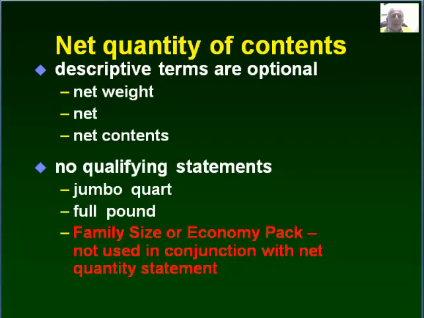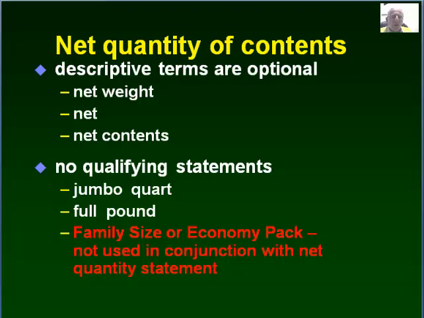Descriptive terms are optional. You can put net weight, net, or net contents, and no qualifying statements are allowed. Things such as a jumbo quart or a full pound. I mean, a quart is a quart and a pound is a pound the world around, as a statement that we hear. And then family size or economy pack can't be used in conjunction with the net quantity statement.